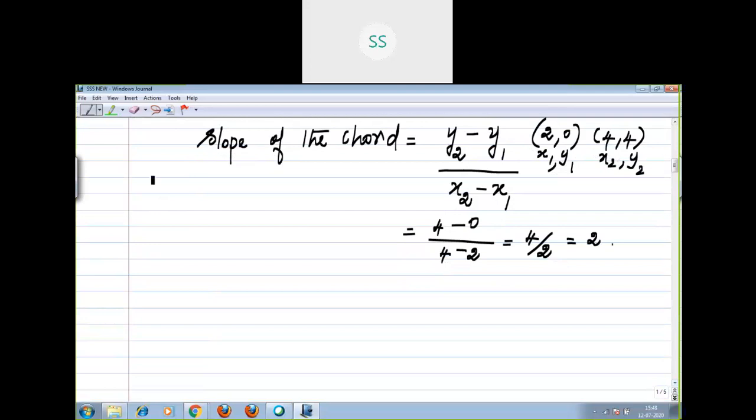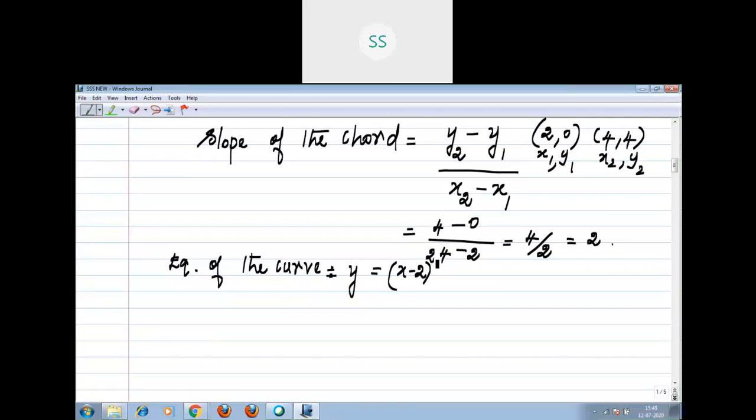Y is equal to (x minus 2) the whole square. This is your equation of the curve. You are going to find the slope of the tangent, which is nothing but dy by dx. So you are going to differentiate with respect to x on both sides.